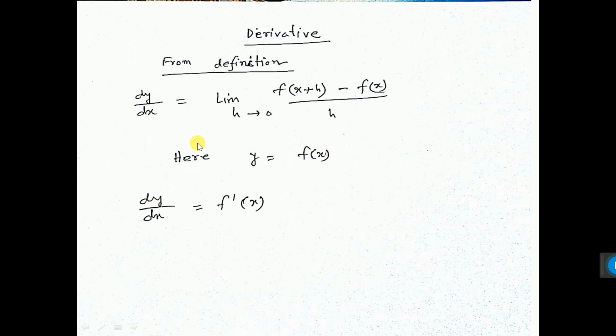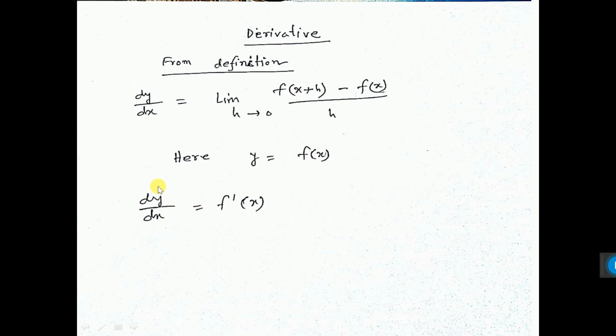If any function y is equal to f(x), then dy/dx equals the limit as h tends to 0 of f(x plus h) minus f(x), divided by h. That means this is the limiting value as h tends to 0, but h is not exactly 0. So if we apply this formula, we can find dy/dx from the definition. This is the definition of differentiation.